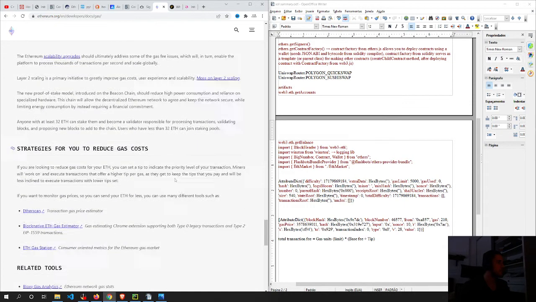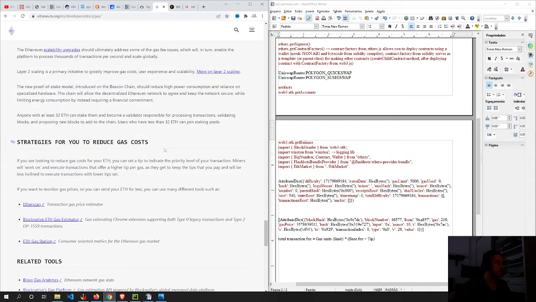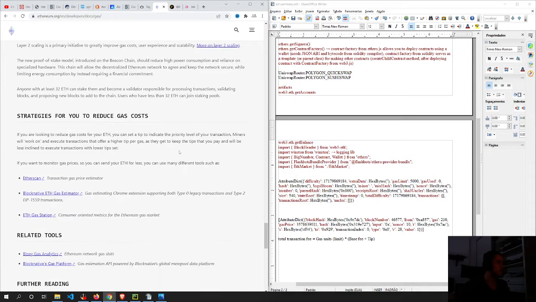Initiatives to reduce gas costs. The Ethereum scalability upgrades should ultimately address some of the gas fee issues, which will in turn enable the platform to process thousands of transactions per second and scale globally. Layer 2 scaling is primarily an initiative to greatly improve gas costs. The new proof-of-stake model introduced on the Beacon chain should reduce high power consumption and reliance on specialized hardware. This chain will allow the decentralized Ethereum network to agree and keep the network secure, while limiting energy consumption.